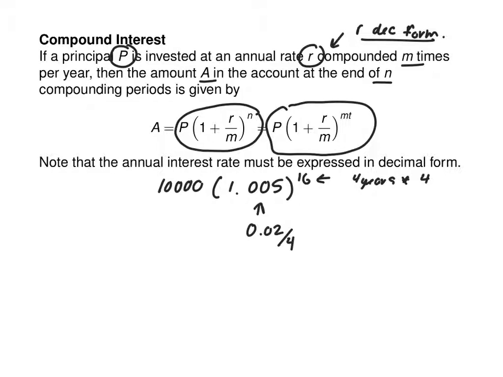It also can be expressed as the second one that I circled. So instead of saying n compounding periods, you can take m, which is the number of times it compounds, times t, which is how long. So if you do monthly, which is 12 for 4 years, what would that exponent be? 48.